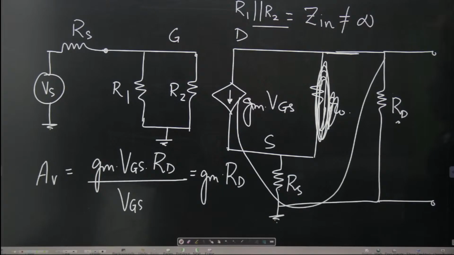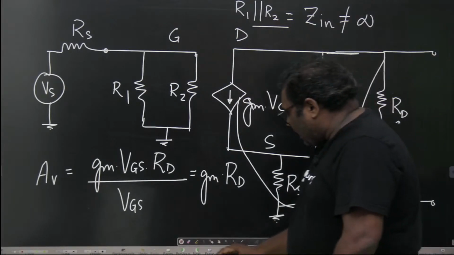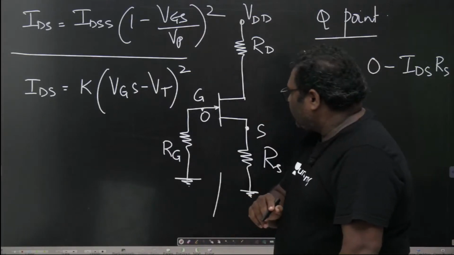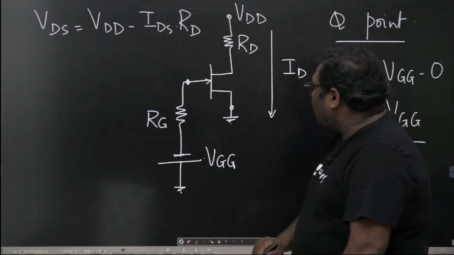I hope you got the point, students. So that's about the AC analysis. Whatever the biasing circuit is, this is the way of doing it. It doesn't make any difficulty more than this.